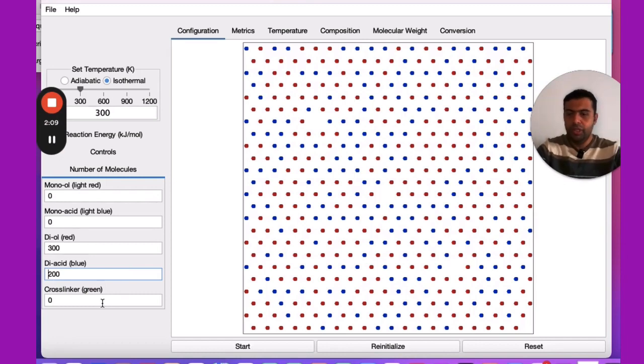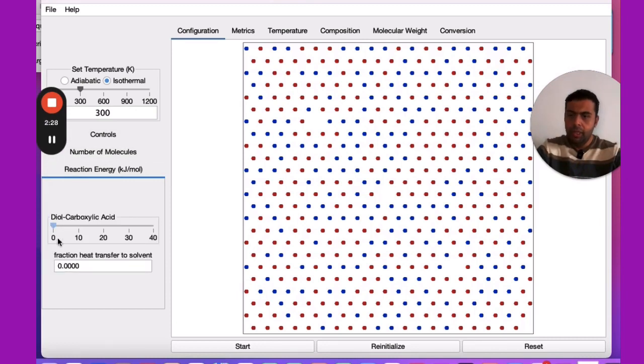For the crosslinker, or the crosslink function, I'll keep this for later because this will take us to another subject, which is gel formation, or gelation. I'll do a separate video on this one. And then let's go to the reaction energy. So let's put that one at the maximum, 40. This is in kilojoules per mole, for the diol, which, as I mentioned, is oxalic acid.